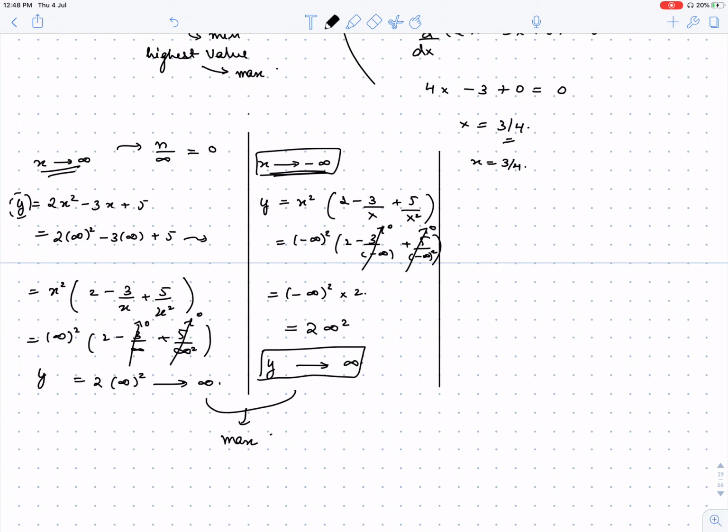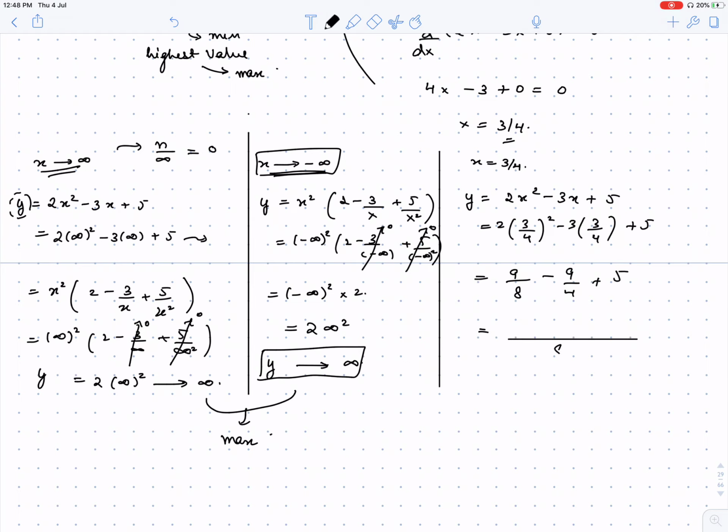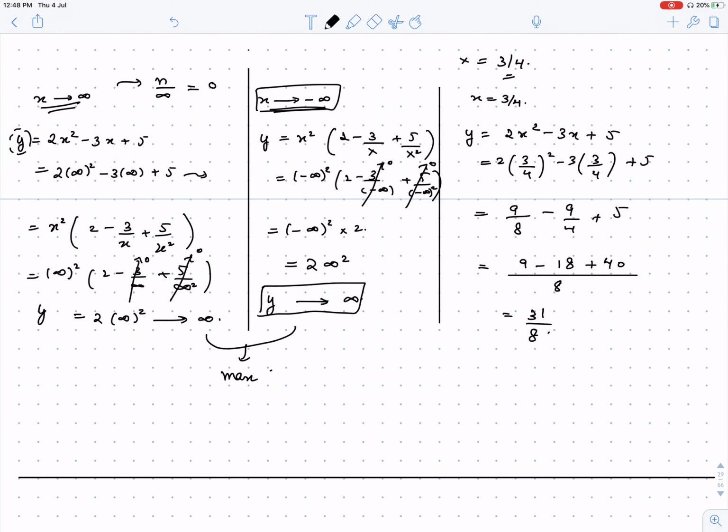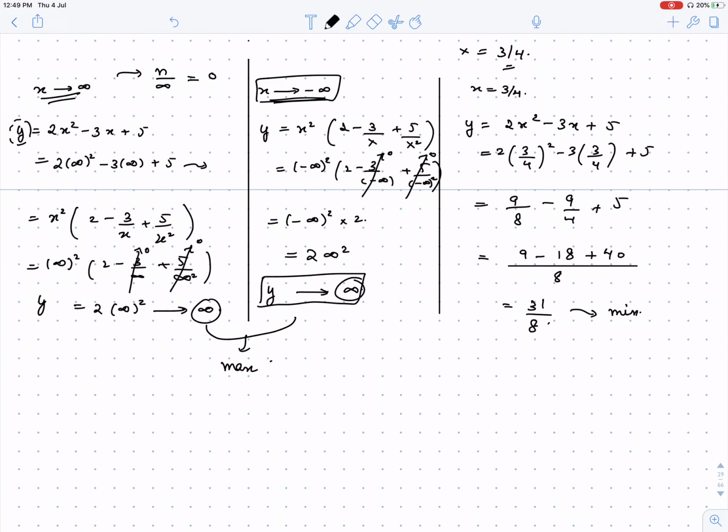And let's see, x is equal to 3 by 4. When x is 3 by 4, y is 2x square minus 3x plus 5. So 2 into 3 by 4 whole square minus 3 into 3 by 4 plus 5. So that's actually 9 by 8 minus 9 by 4 plus 5. This can be written over 8, so this becomes 9 minus 18 plus 40. So that's actually 31 by 8. Clearly, the lowest value amongst these is 31 by 8, so that is going to be my minima. And the highest value over here is infinity and infinity, so that is going to be my maxima. Now we'll plot the graph.